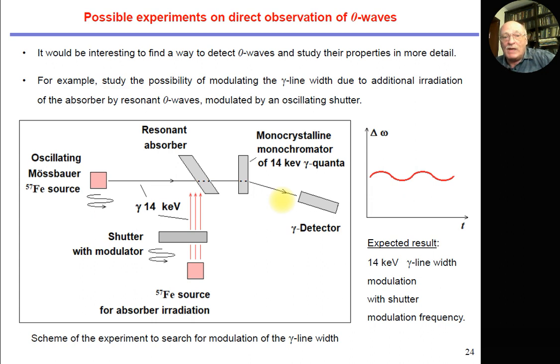It would be interesting to find a way to detect zero waves and study their properties in more detail. For example, study the possibility of modulating the gamma line width due to additional irradiation of the absorber by resonant zero waves modulated by an oscillating shutter. The expected result of such an experiment with an iron-57 source is as follows: gamma line width modulation with the shutter modulation frequency.